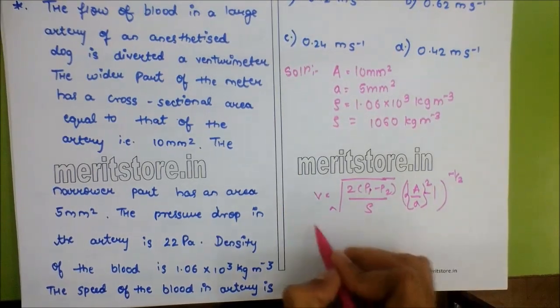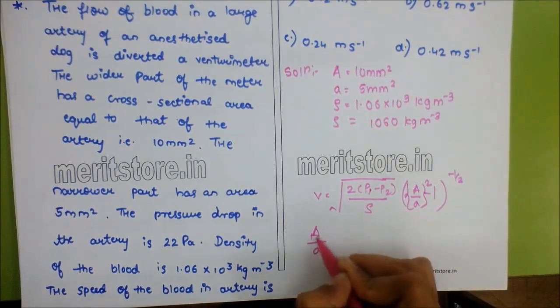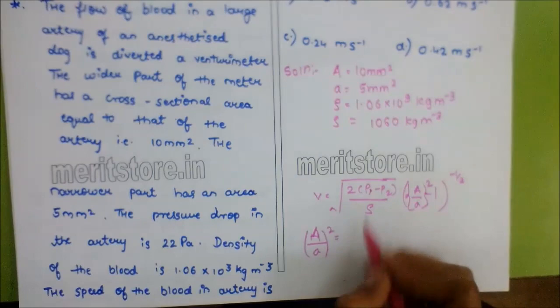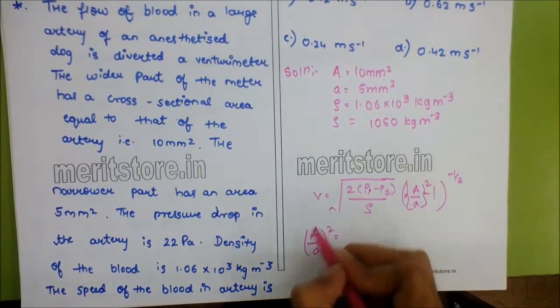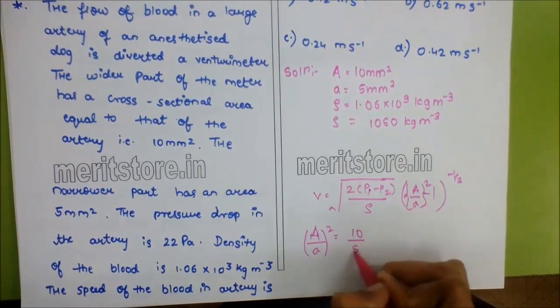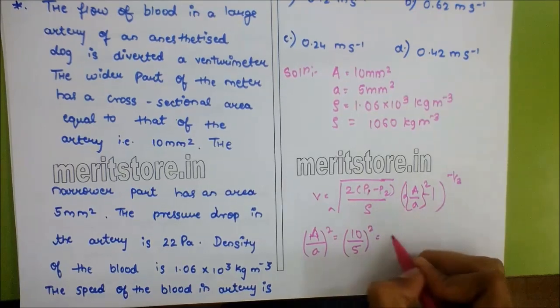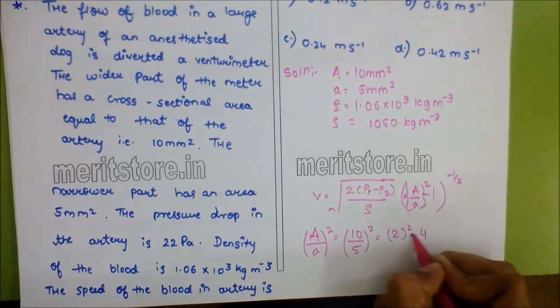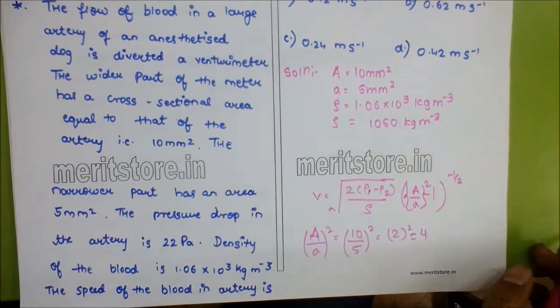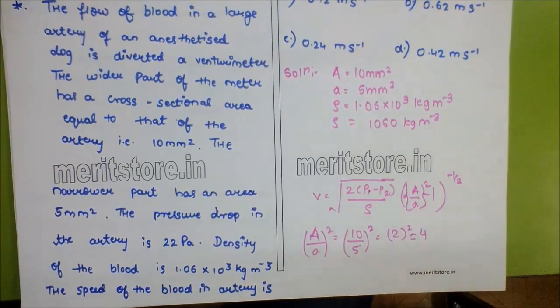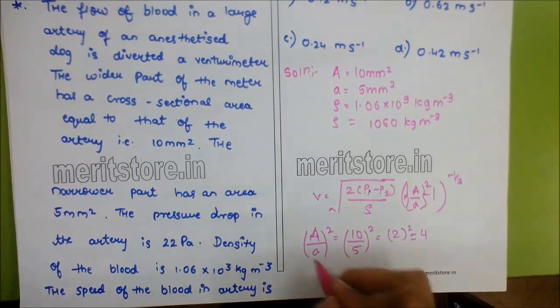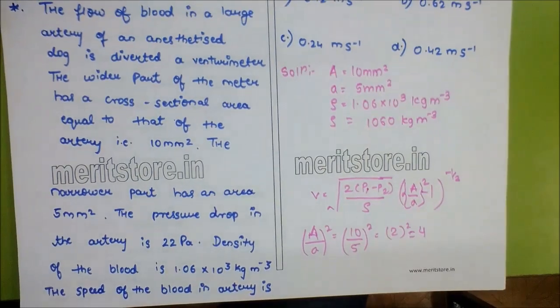So we have (A upon a) the whole square, which is equal to... A upon a will be 10 upon 5, that gives you 2 square, that gives you 4. So we have to put that 4 out here, minus 1, that becomes 3. Okay, so we apply the formula again.